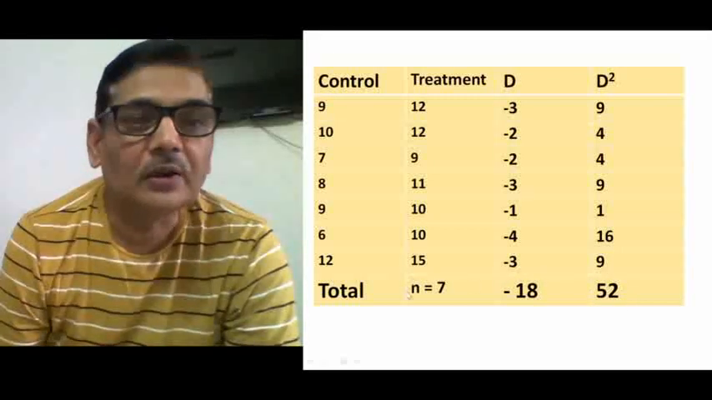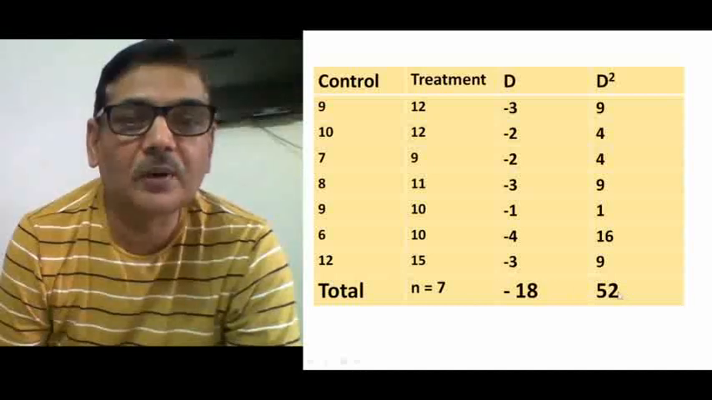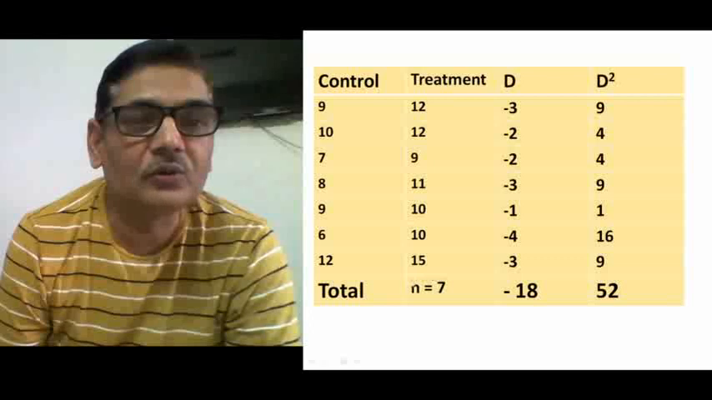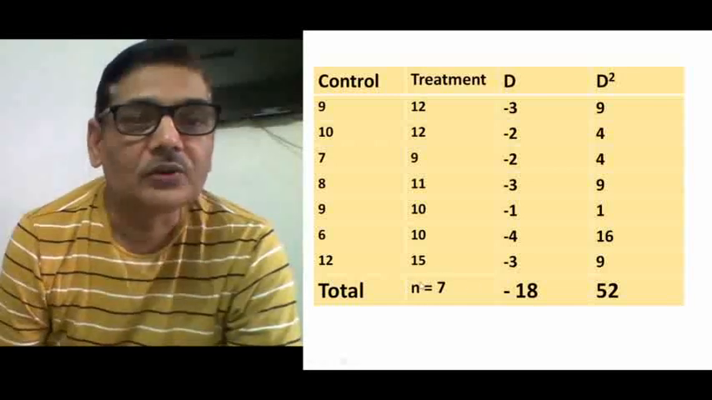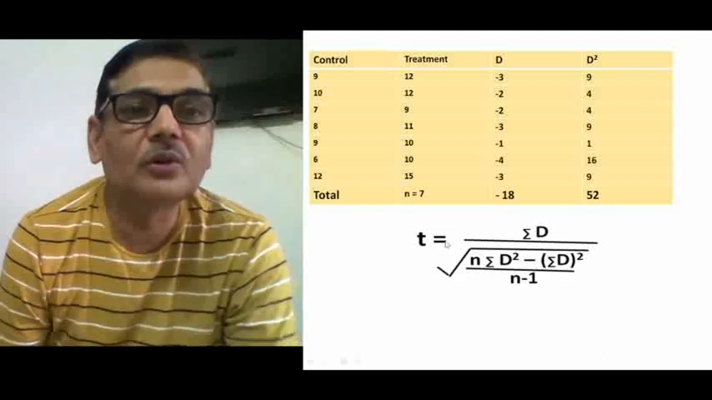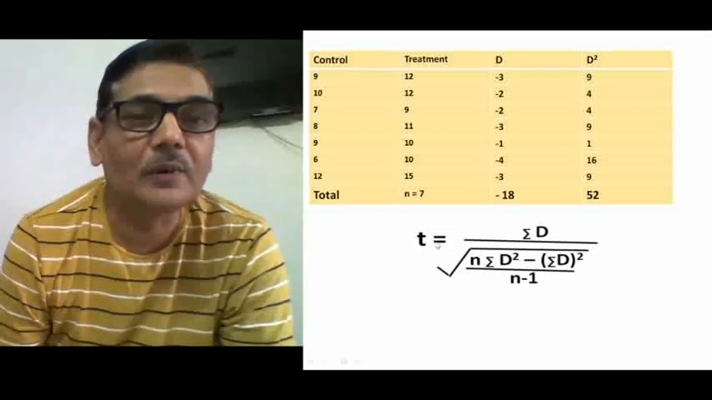So you have all these three important values which are actually needed. That is sum of D, sum of D square, and N, which is equal to 7. It means 7 individuals have been observed for this specific hemoglobin content trait. So N will be equal to 7, or 7 pairs have been considered.